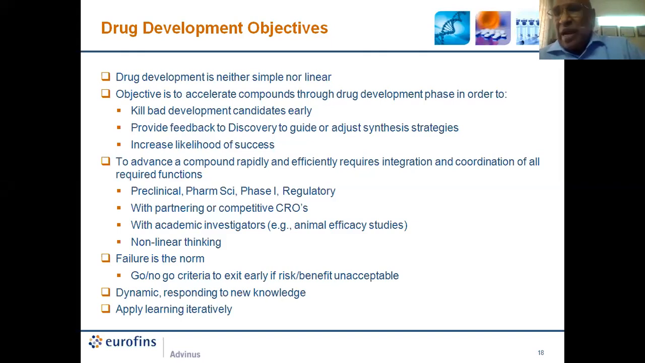We provide feedback to the discovery scientists on how to change the synthesis of the compound and increase the likelihood of success. To advance the compound in the drug development process, we need people from various departments, like preclinical, pharmaceutical science, and regulatory scientists. Now, in the drug development process, failure is the norm. I have a slide coming up with an example of 10,000 chemicals. We'll be lucky if we come up with one drug. So failure is the norm. Always learn from the failures and apply that knowledge to the next development process.